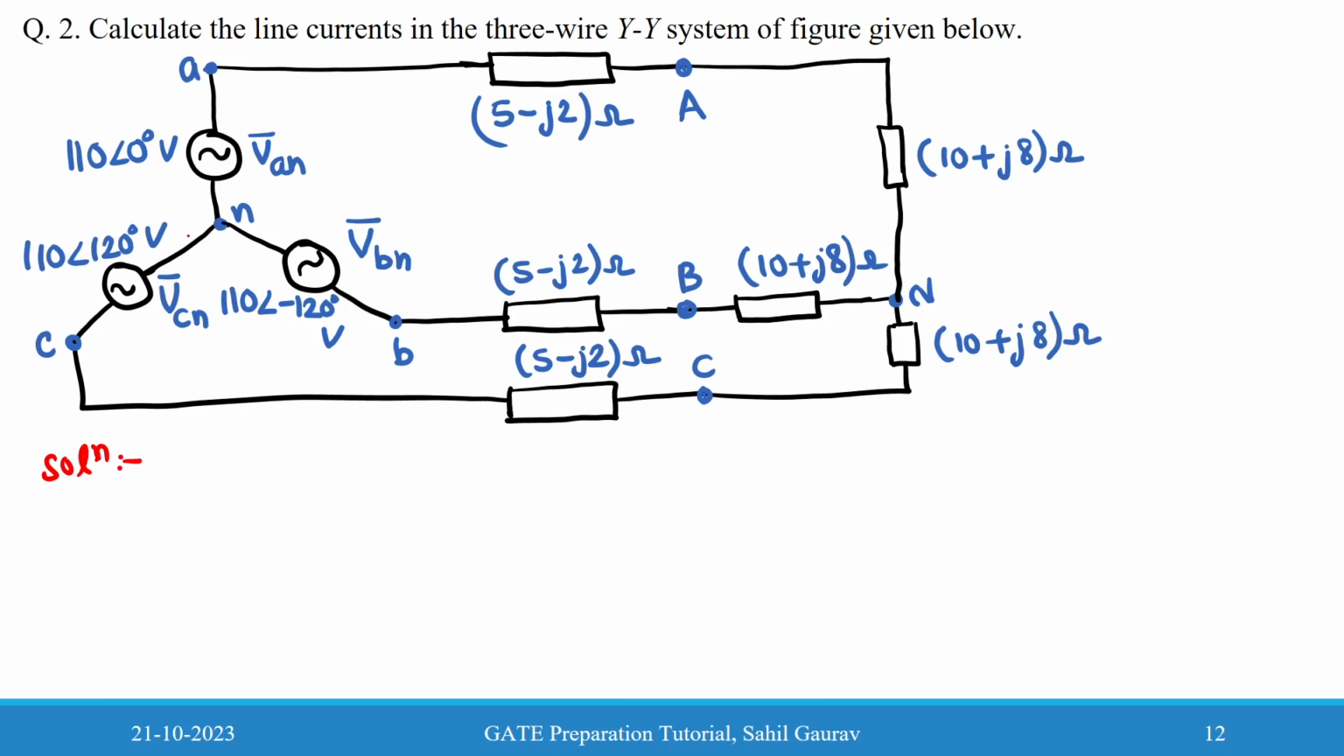So here we can see that all voltage magnitudes are equal and their phases are displaced by 120 degrees, and the line impedances are also equal, and the load impedances are also equal. Per phase load impedances are also equal. Therefore we can write that the three phase circuit shown in the figure is balanced.